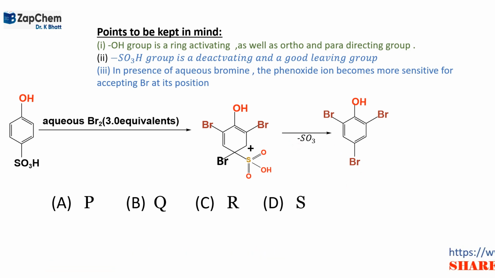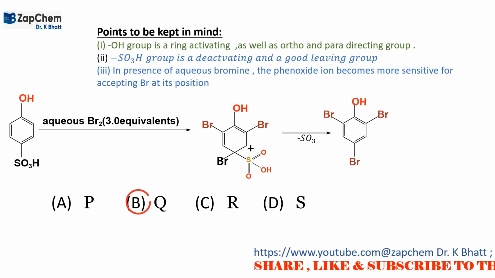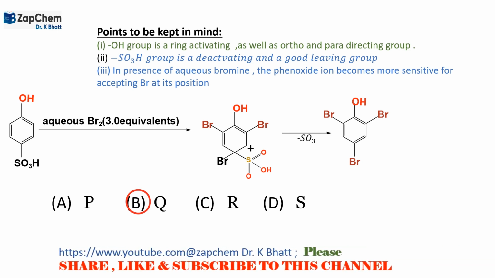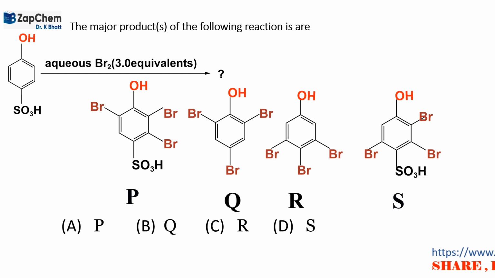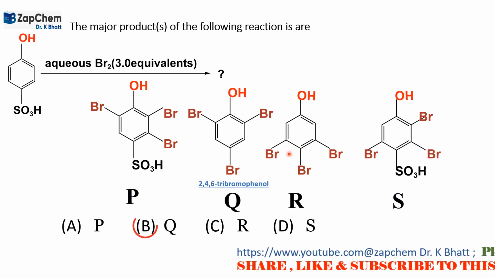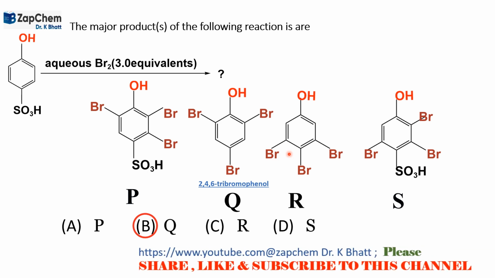And accordingly, if we look at the options, again, we find that SO3 is, of course, separated. And if you look, option B is correct. It is 2,4,6 tribromohydroxybenzene. So the correct answer is option B.